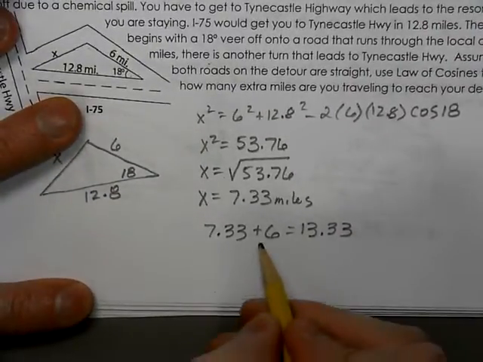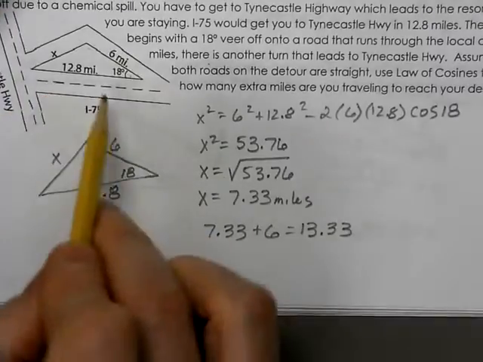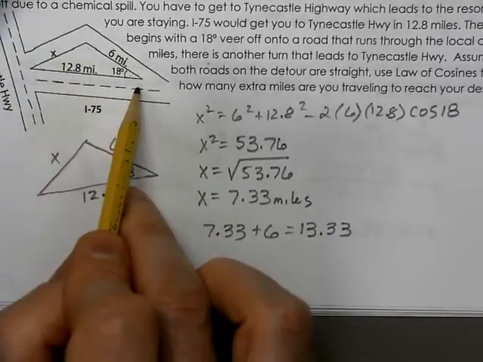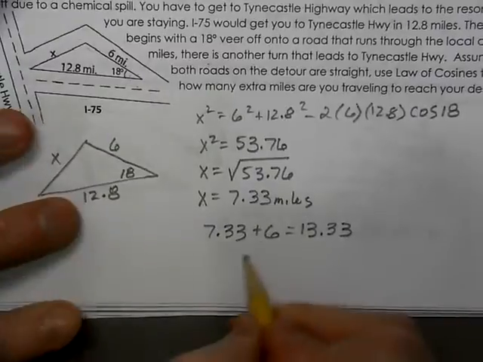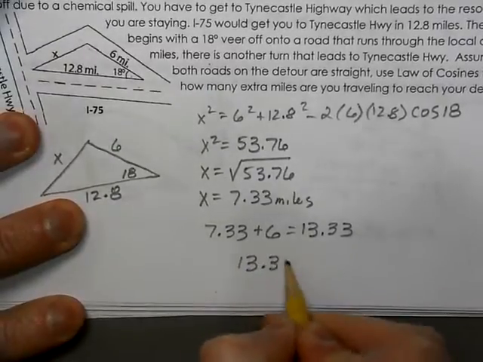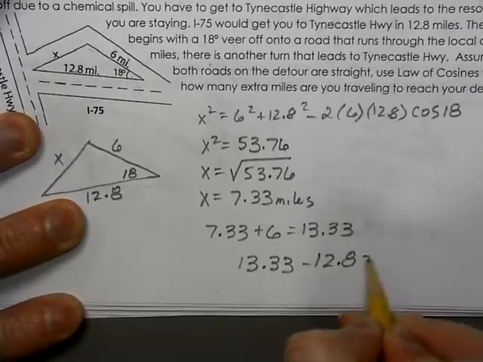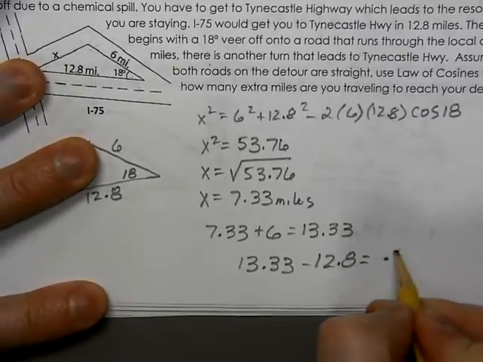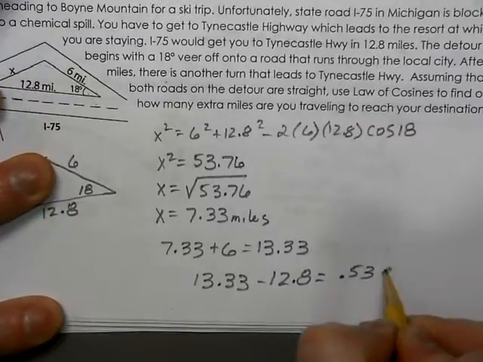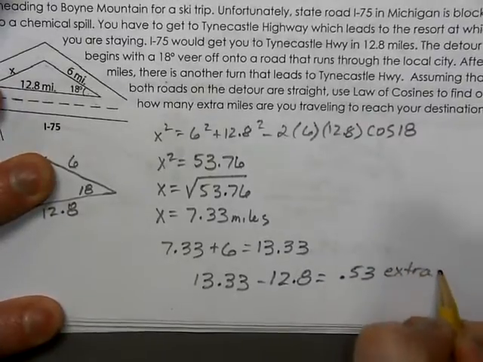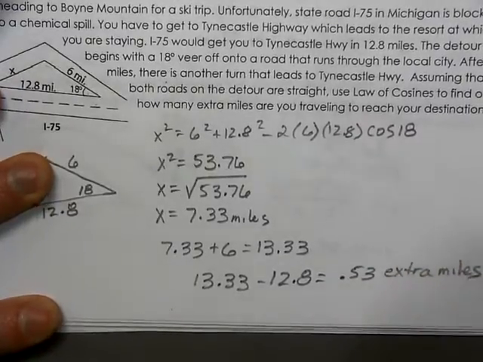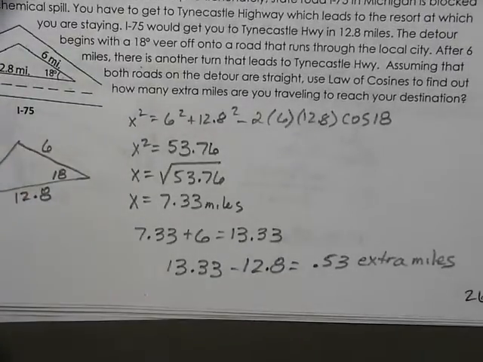Now how much extra is that? Well, we only had to drive 12.8. So we're going to take our 13.33 and subtract the 12.8 to figure out that we have 0.53 extra miles. So really that's not a big deal. It's not way out of our way. Maybe the speed limit's lower, but it's not way out of our way.